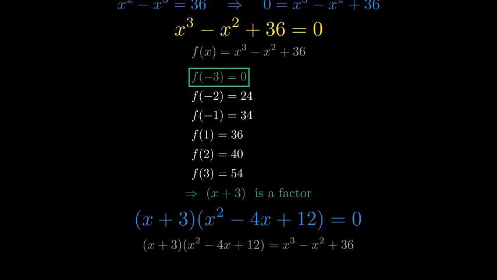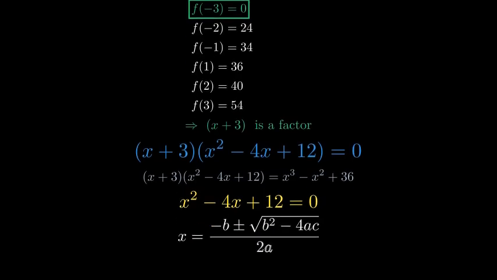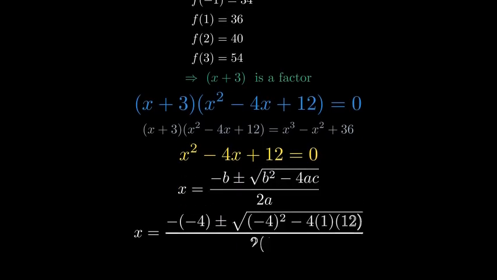Step 4. Solve the quadratic factor x squared minus 4x plus 12 equals 0. We use the quadratic formula. x equals -b plus or minus the square root of b squared minus 4ac all over 2a, with a equals 1, b equals -4, and c equals 12.